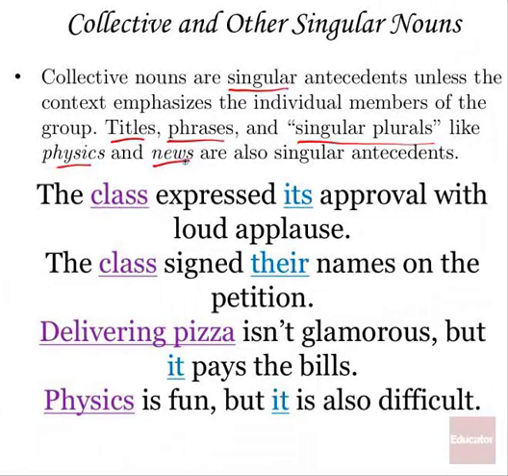Now, physics is not actually a singular or plural word. It just happens to end in S and look like it's plural. Same for news. You treat all of these things like singular antecedents. So, the class expressed its approval with loud applause. The whole class is doing one thing together, so you treat it like a singular noun. The class signed their names on the petition. Well, that's something that people do individually. So now you get a plural pronoun to replace class.